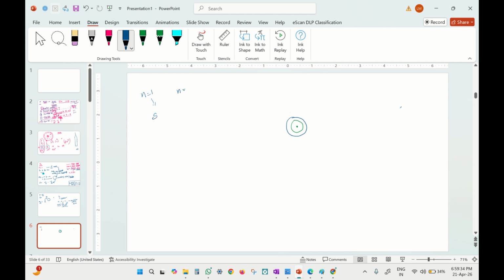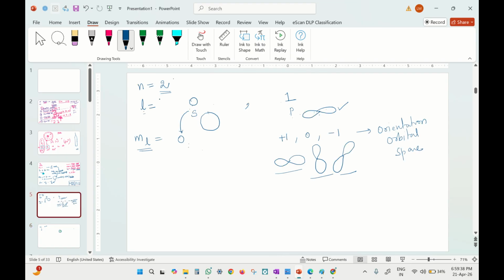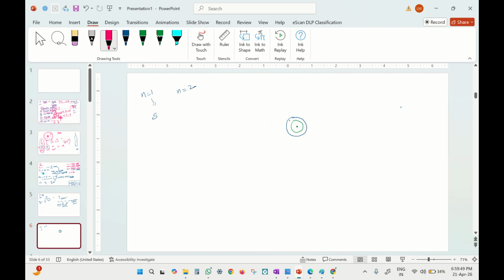N is equal to 2. Which subshells are present? S and P. So what are they looking like? If I use the red to indicate the second shell, this is the 2S. This is the S of the second shell. And this is the P of the second shell. Are you able to understand?